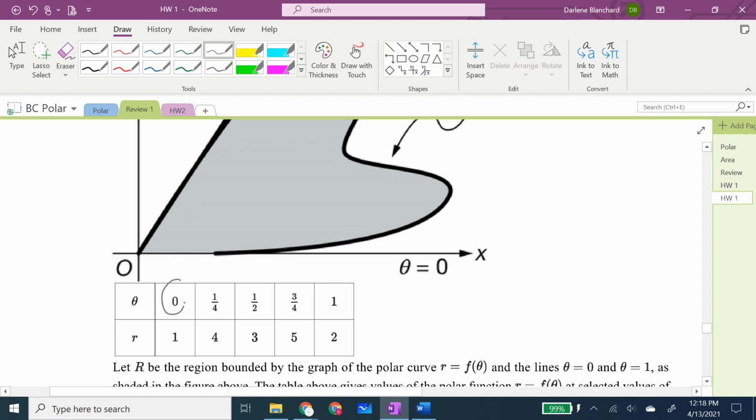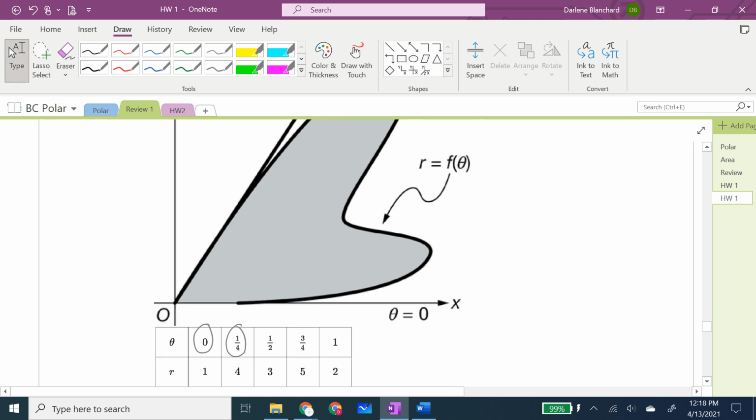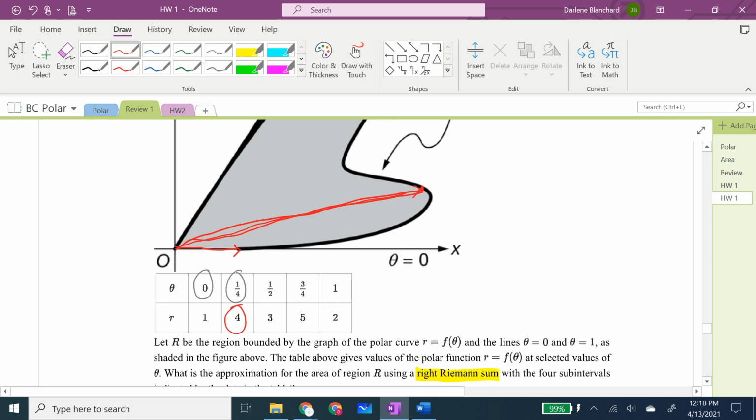Which means as theta goes from 0 to 1/4, which you don't have to know exactly where 1/4 radian is, just from angle 0 to some other angle, a right Riemann sum is going to use this value, that r value.